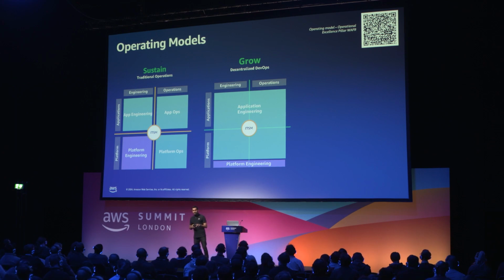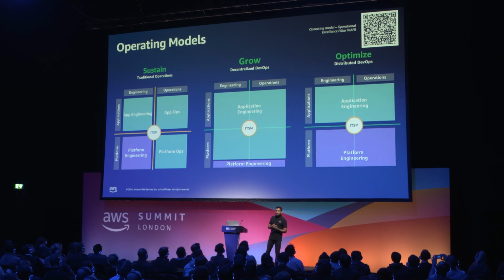But then the application engineering team is maintaining their own product backlog, which is comprised of applications, infrastructure, and platform. So they are responsible for the whole customized infrastructure. It's called decentralized because the platform engineering is decentralized from the centralized model here. And then finally, the next model I'm going to discuss is a distributed DevOps, kind of a mix of two.